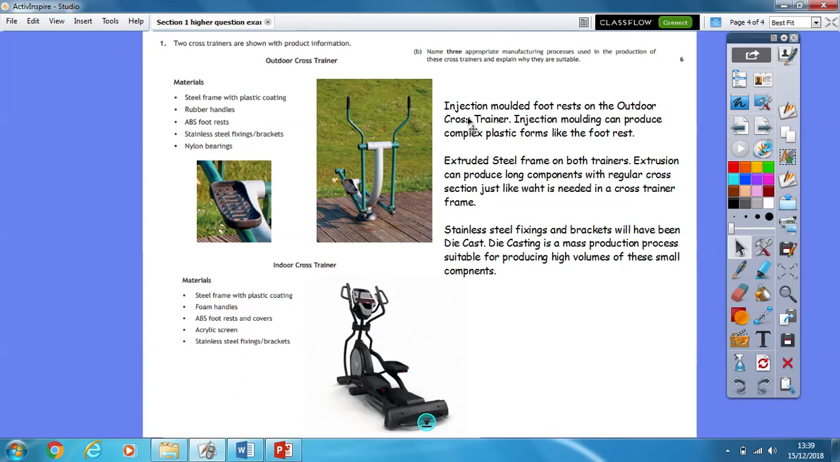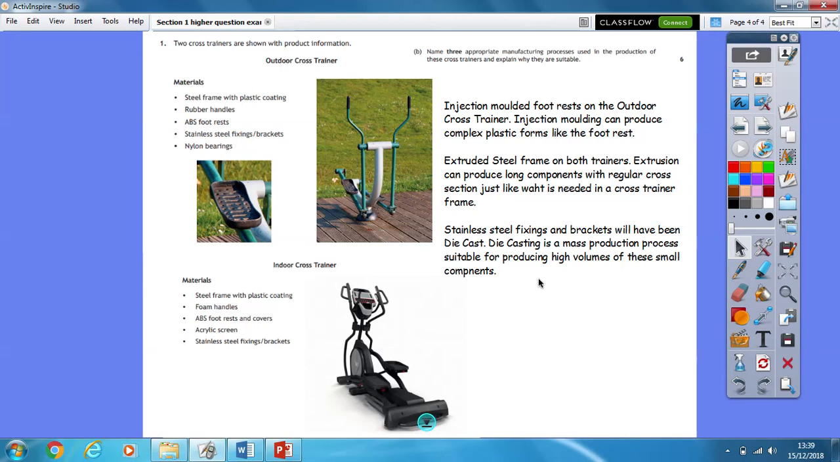So here are 3 examples. Injection moulded footrest on the outdoor cross trainer. Injection moulding can produce complex plastic forms like the footrest, like this shape and form here. And that will get you 2 marks. Extruded steel frame on both trainers. Extrusion can produce long components with regular cross-section, just like what is needed in a cross-trainer frame. So there's your long components with regular cross-section, and that will get you 2 marks.